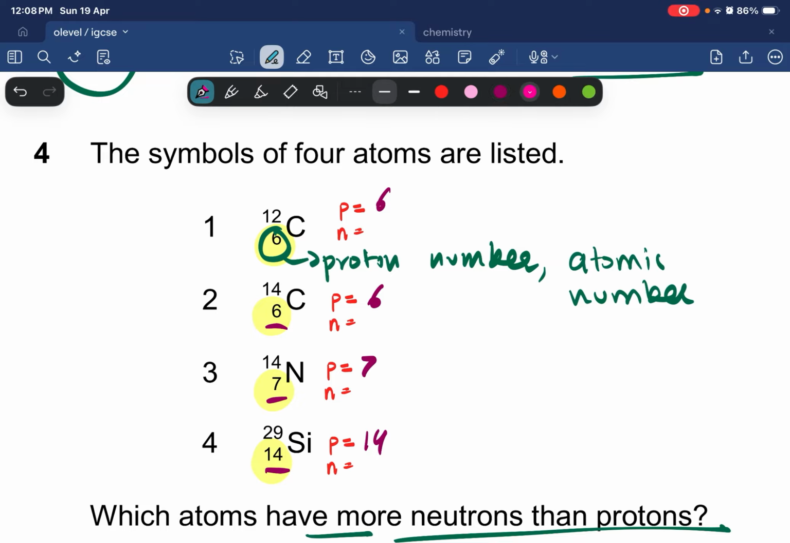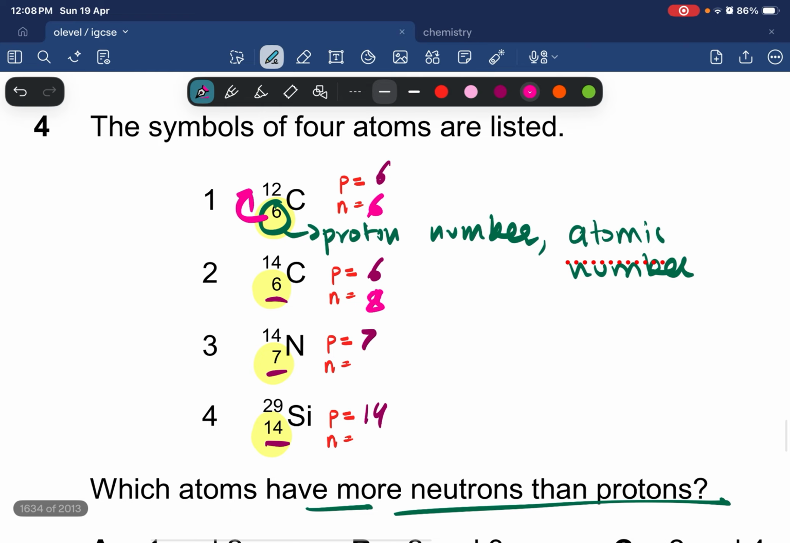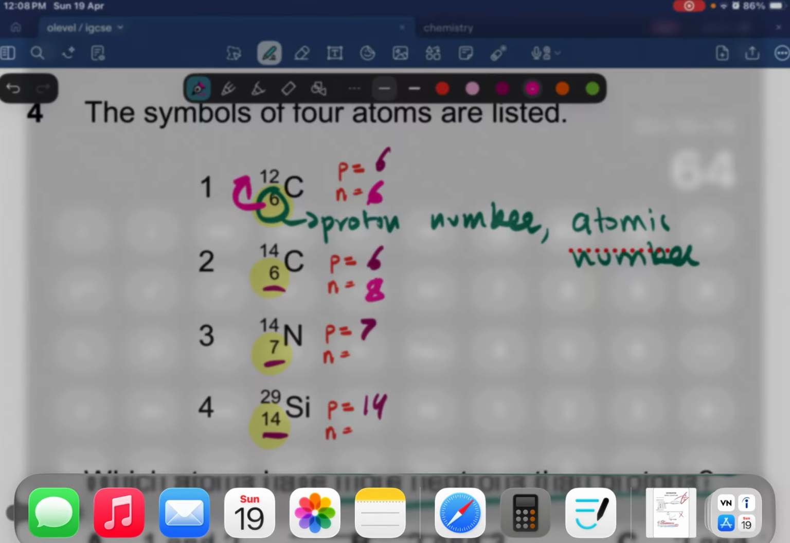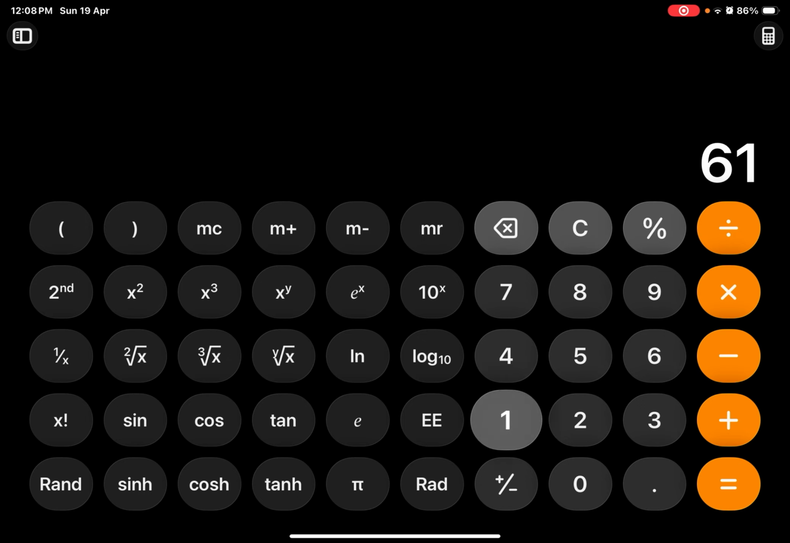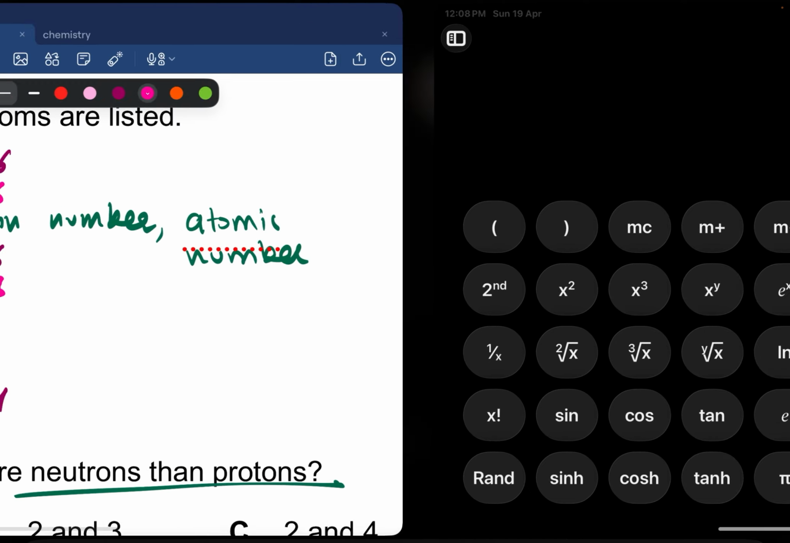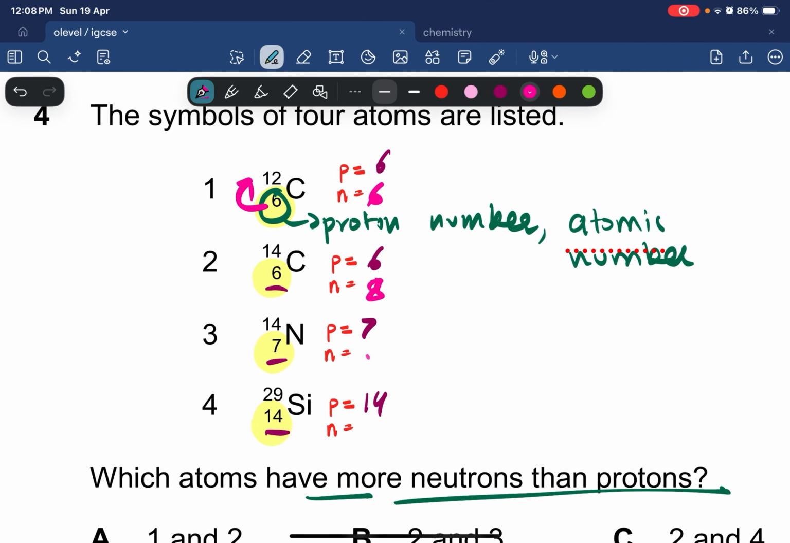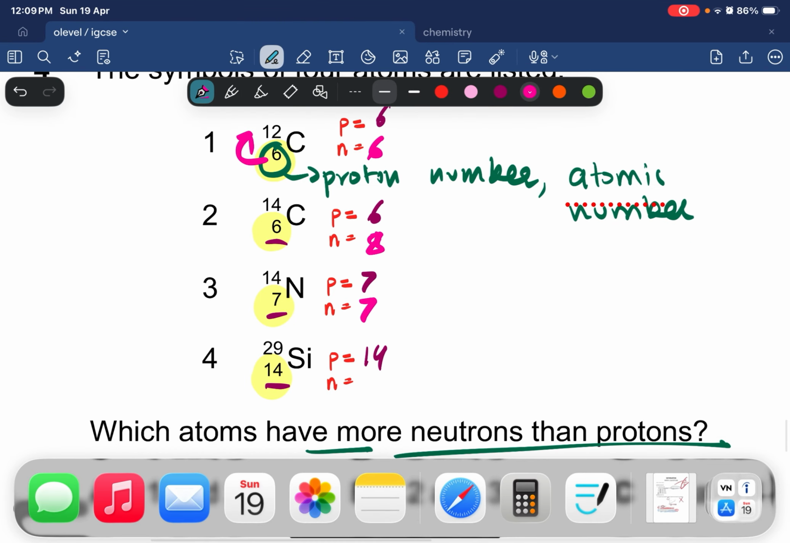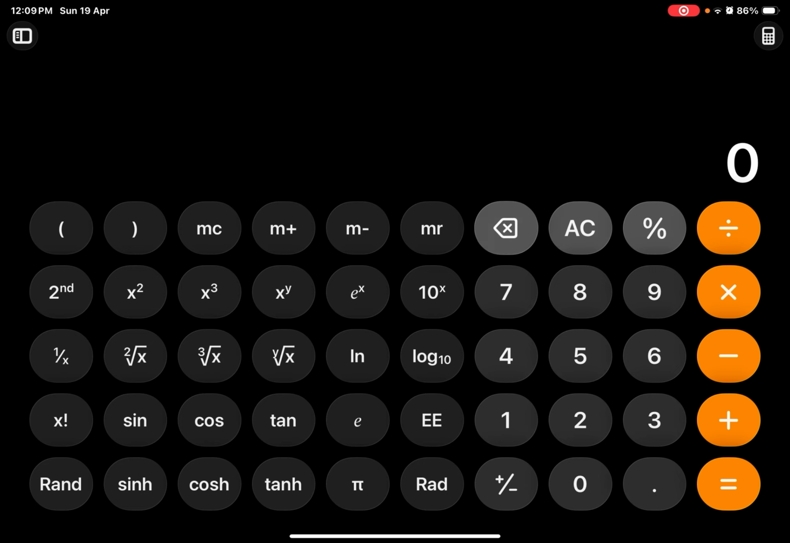How do you figure out the number of neutrons? This minus this. 12 minus 6 gives me 6. 14 minus 6 gives me 8. I have to do it because you cannot rely on anything. My maths is pretty bad, so 14 minus 6, 8. Okay. 14 minus 7, 7. 29 minus 14, 15.